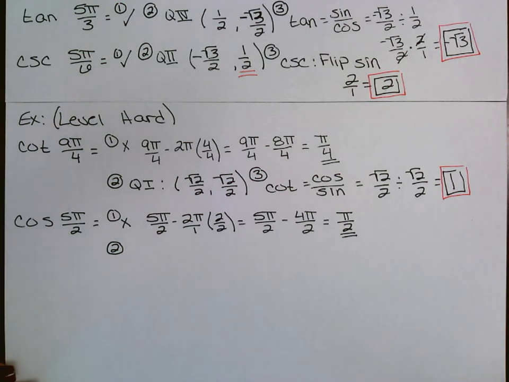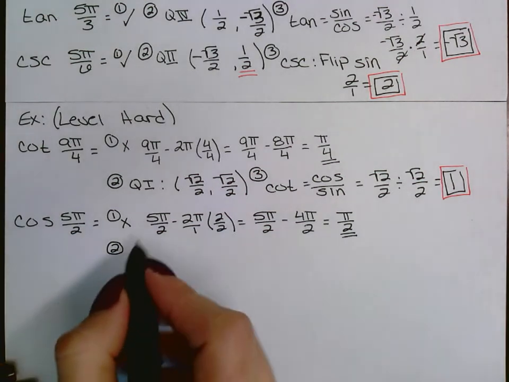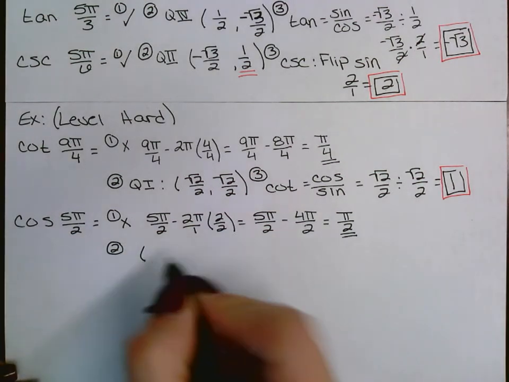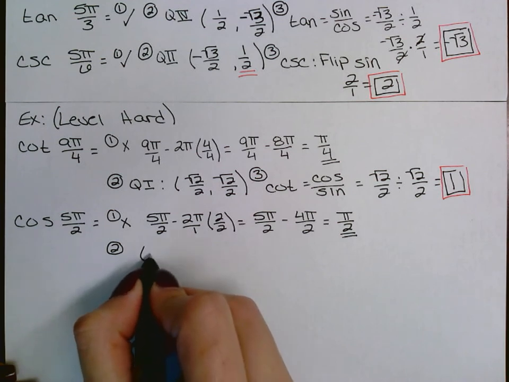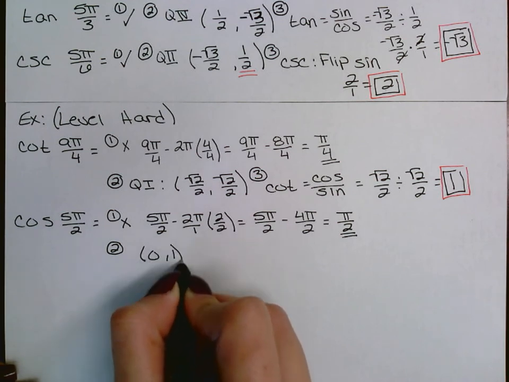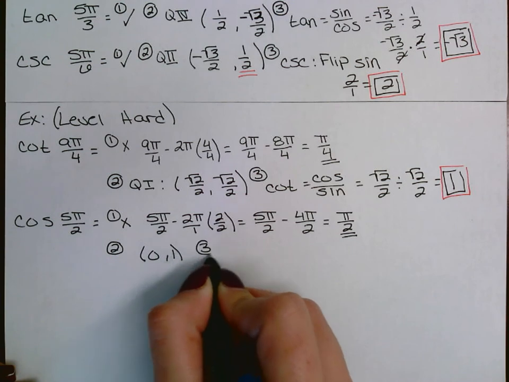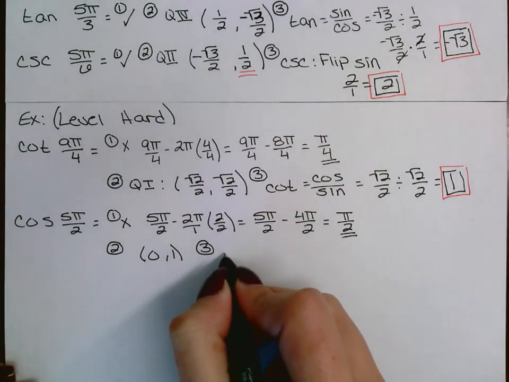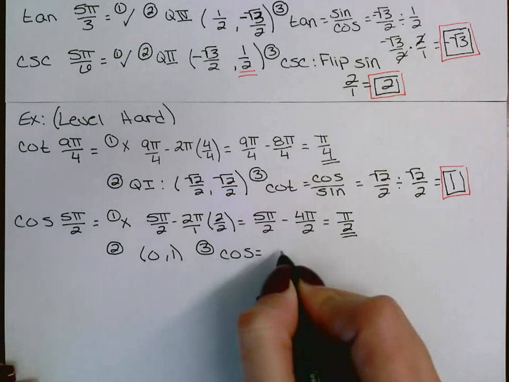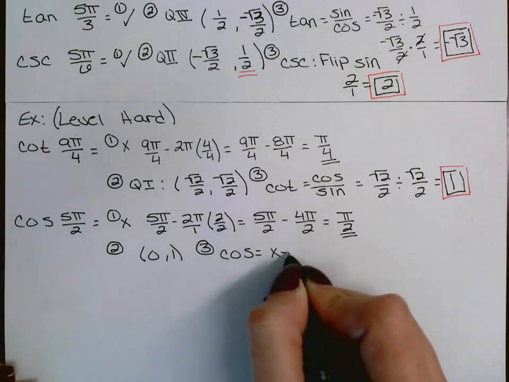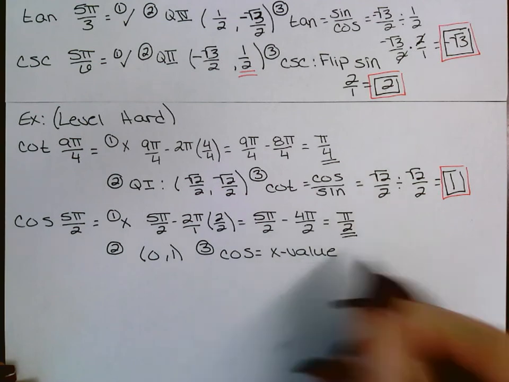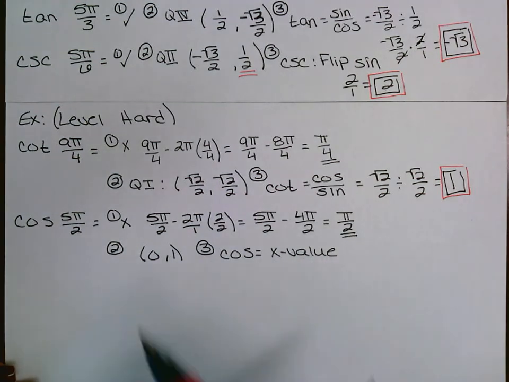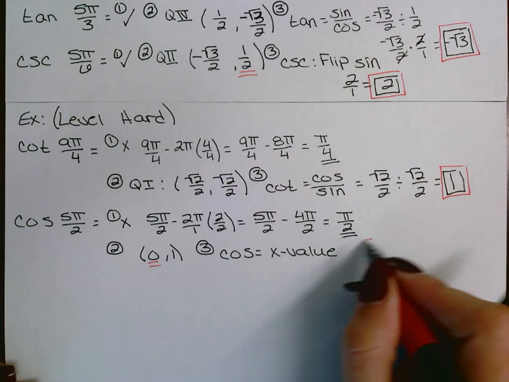Where is pi over 2? It's not even in a quadrant, correct? It's right on the top at 90 degrees. What's my ordered pair at 90 degrees? 0, 1. You don't have to put a quadrant up. And then step 3, they're asking me for the cosine. What's the rule for cosine? It's your x value. So what is my answer? Yep. It's 0.